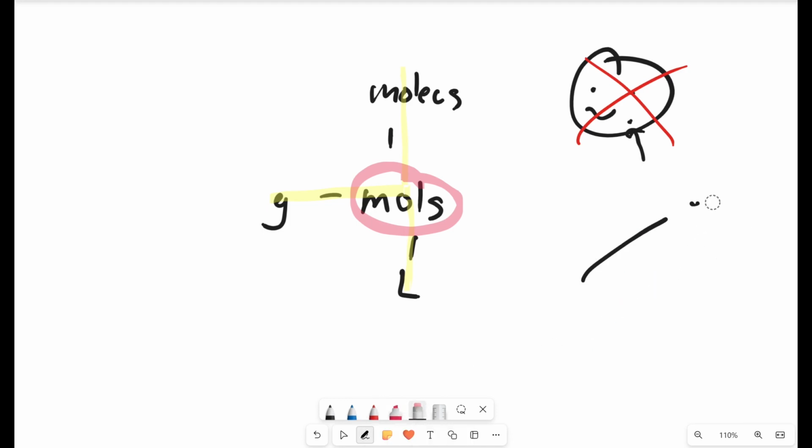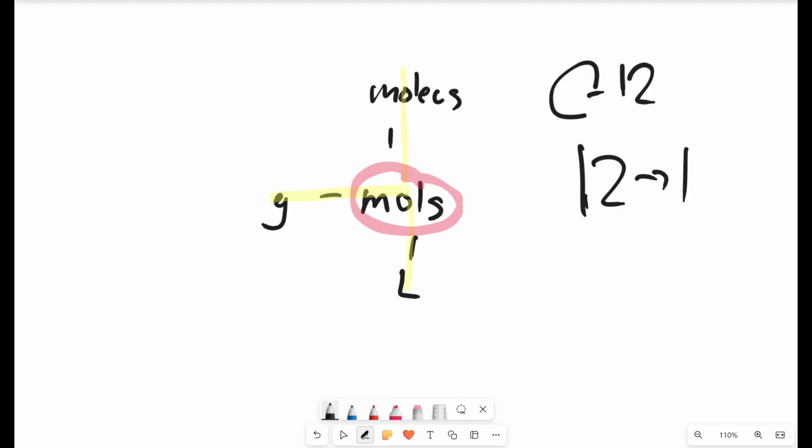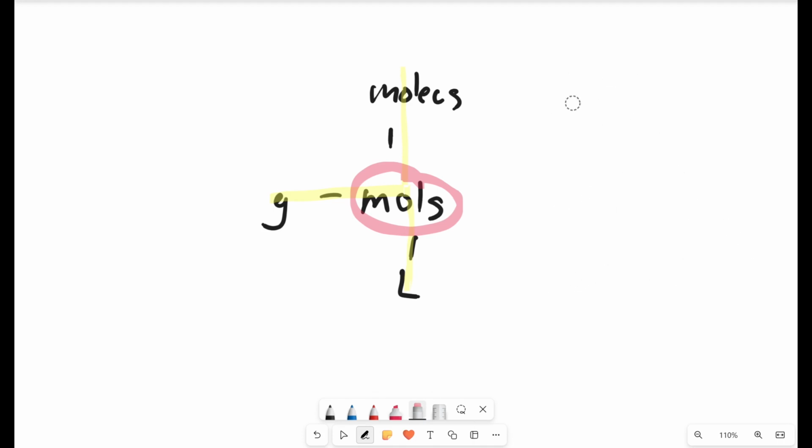No, indeed. They decided to just choose a random arbitrary chemical, carbon 12, and say 12 grams of carbon is 1 mole of carbon. How many molecules was that? 6.022 times 10 to the 23 molecules. Was it random? Yeah. But is it now the official scientific standard? Yes. So we're going to have to deal with that.